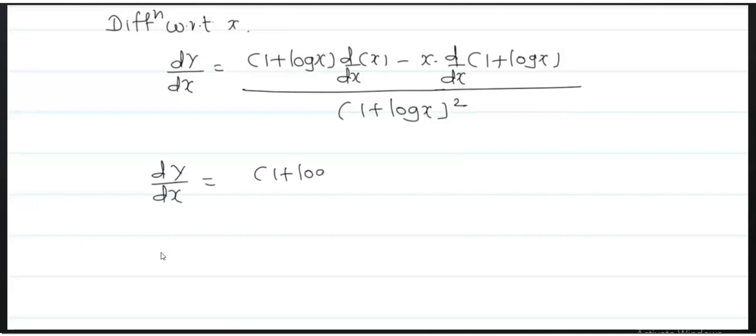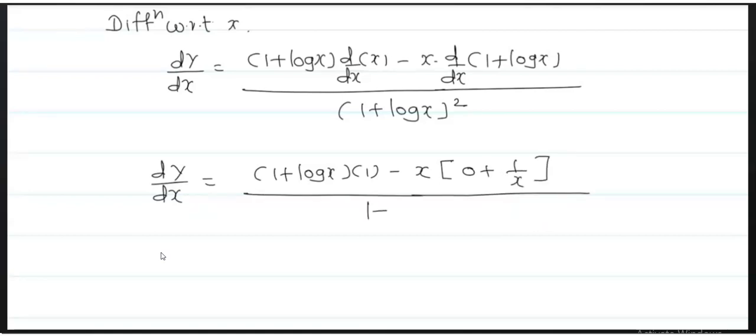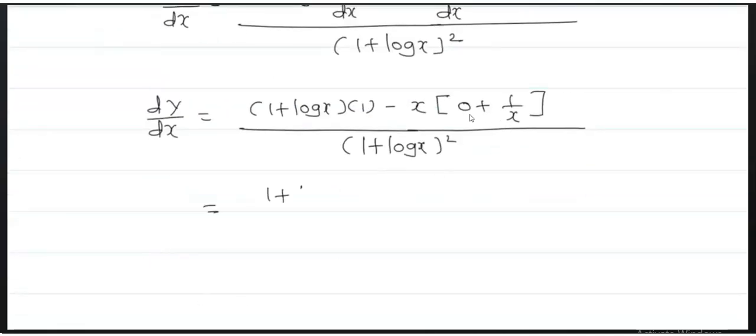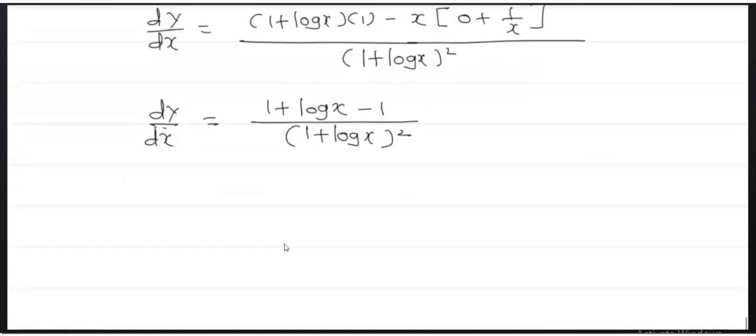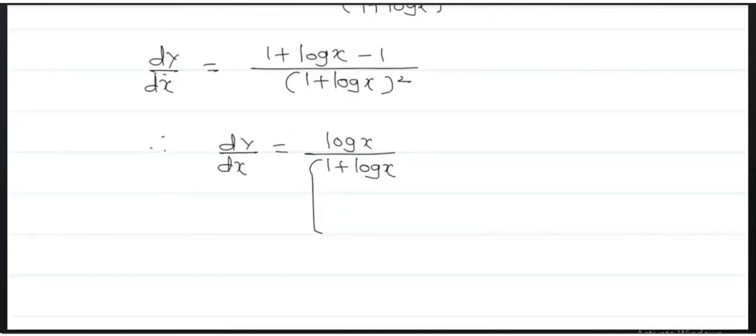Therefore, dy by dx is equals to 1 plus log x, derivative of x is 1, minus x, derivative of 1 is 0, log of x is 1 upon x. Therefore, 1 plus log x minus x in bracket 0 plus 1 upon x, that is 1 plus log x minus x into 1 upon x, that is x gets cancelled, you will get minus 1 upon 1 plus log x bracket square. Therefore, log x upon 1 plus log x bracket square. This is dy by dx. It's a bracket square.